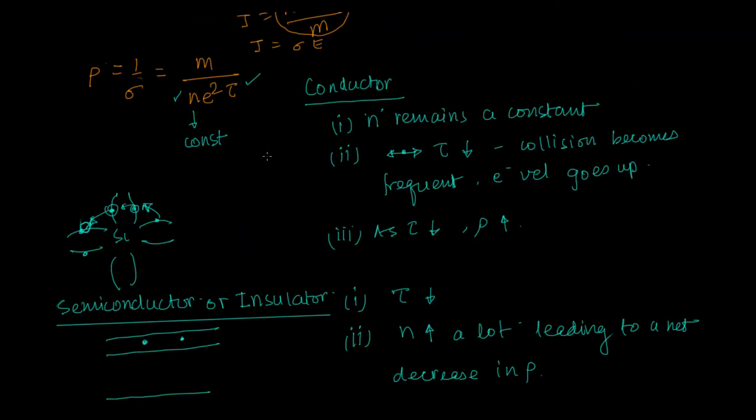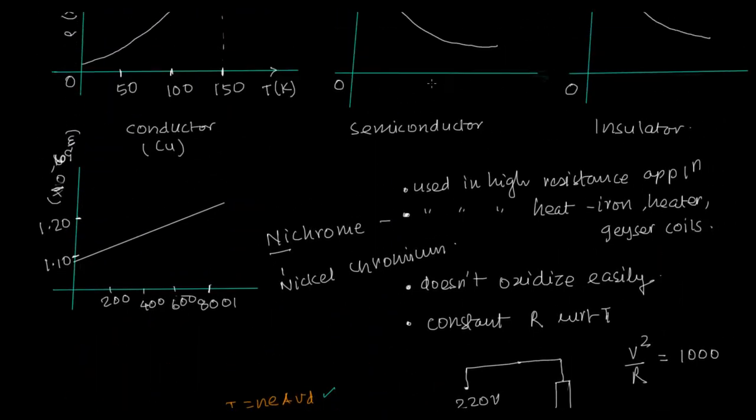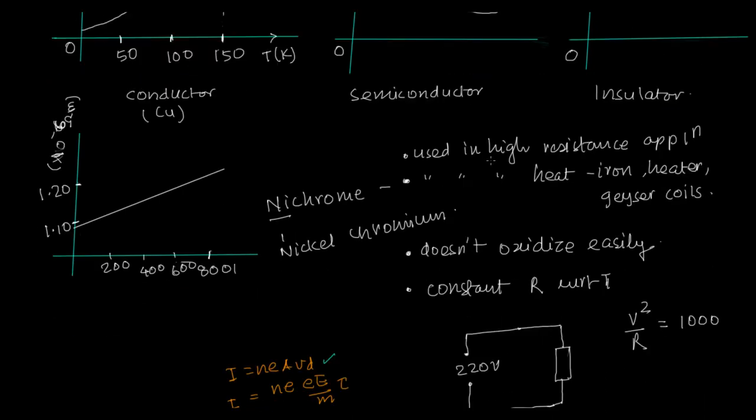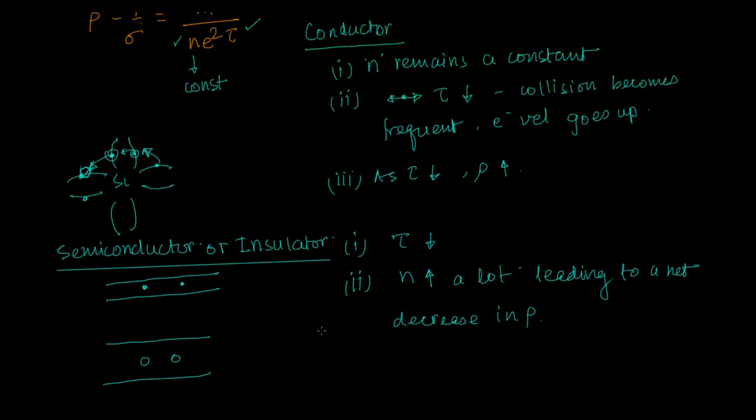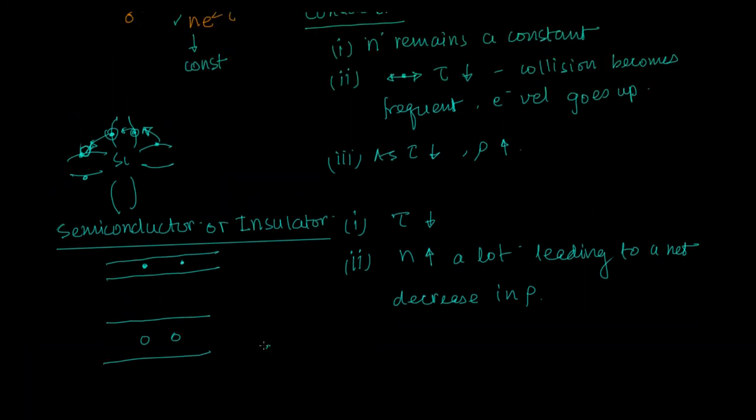The same thing happens with an insulator. So you see, in an insulator and a semiconductor, the resistivity actually decreases with temperature, unlike the conductor or its alloys. So in a semiconductor and an insulator, the resistivity decreases with increase in temperature.